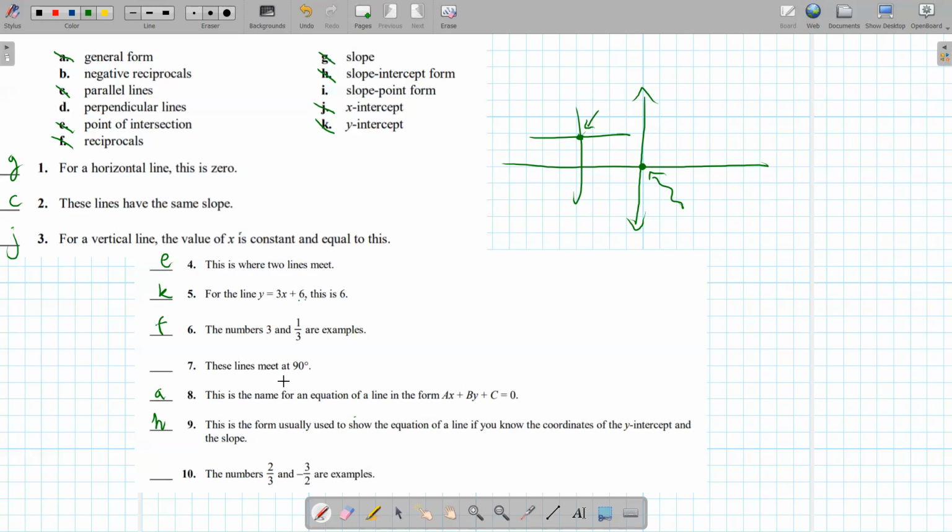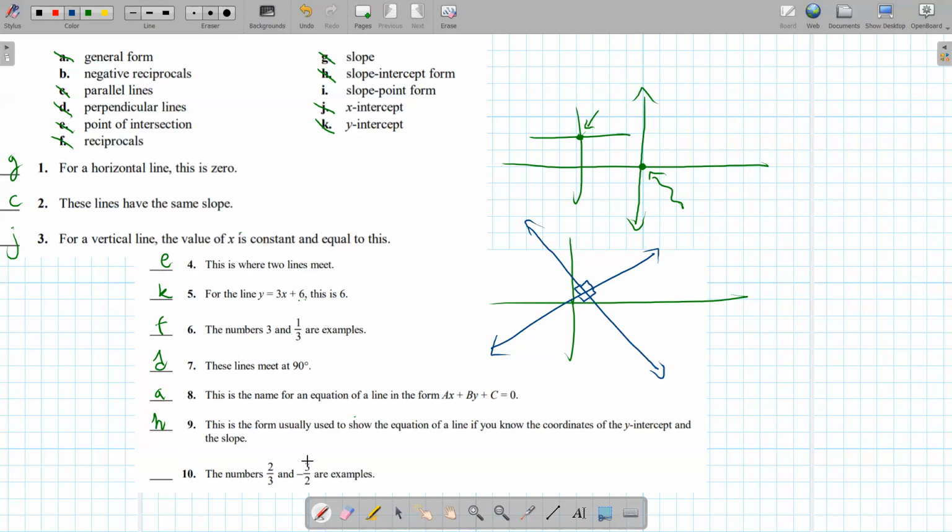These lines meet at 90 degrees. I? No, it's D. Perpendicular lines meet at 90 degrees. If you see this line is perpendicular with this line. The slopes are negative reciprocals, but it's perpendicular. They're going to meet at 90 degrees. It's going to have 90 degrees on each side. Meets at right angles. So these lines meet at 90-degree perpendicular lines. That's why it's D. What about 10, the last one?